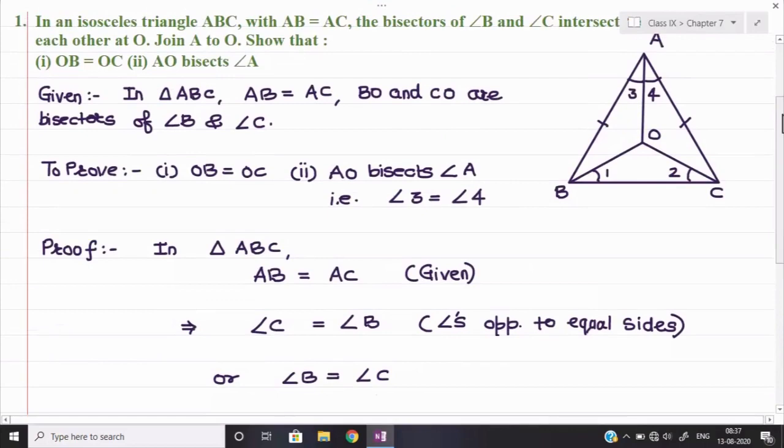In triangle OBC, you observe angle 1 and angle 2 we got equal, right? And we know that in any triangle, if two angles are equal, then the sides opposite to them will also be equal. So angle 1 and angle 2 are equal. In front of angle 1, which side is coming? You need to see only in triangle OBC. I will say angle 1 is opposite to the side OC. Similarly, angle 2 is opposite to the side OB.